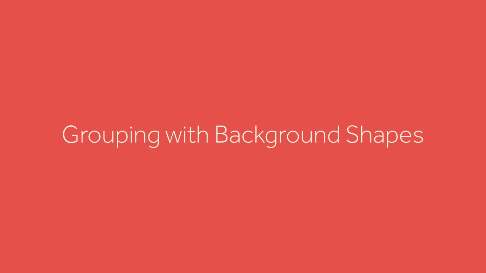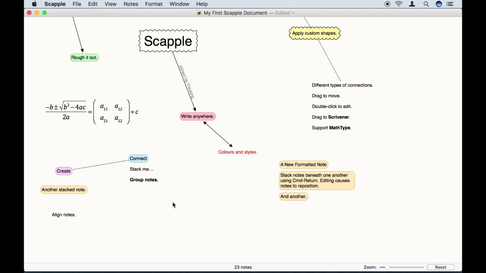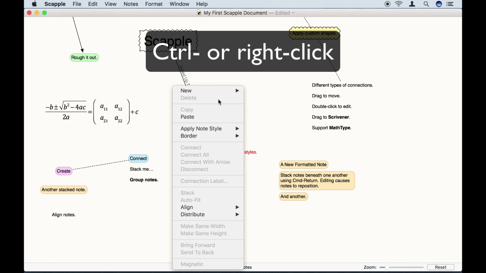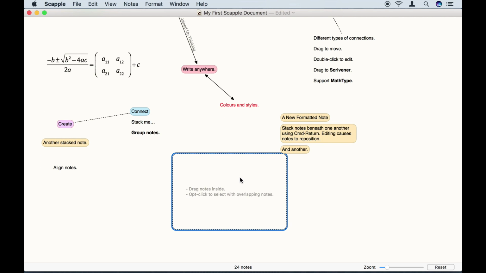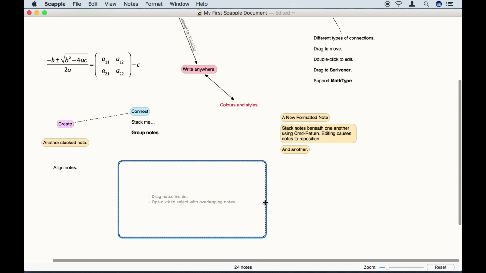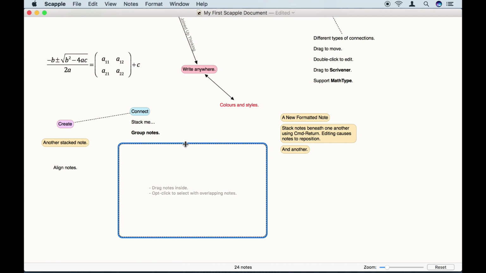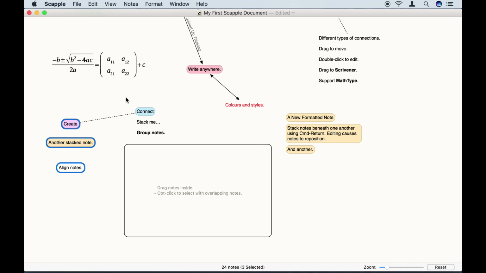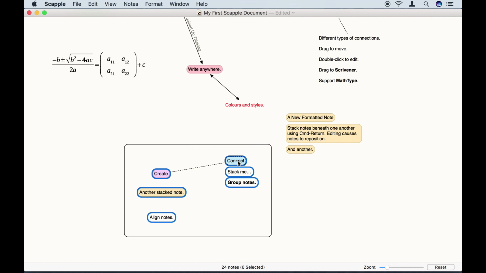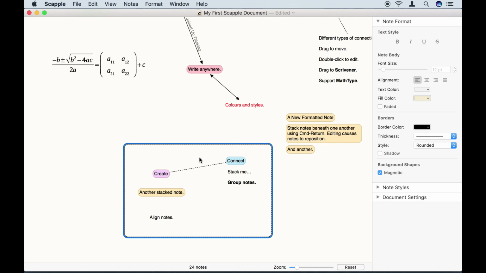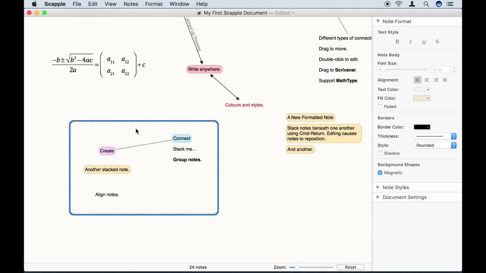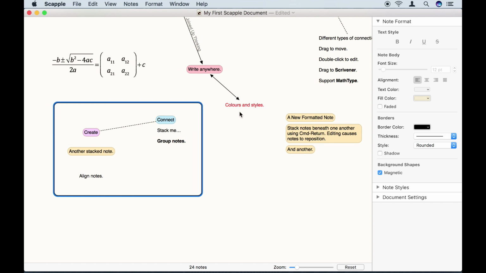You'll often want to group related ideas. For this, you use background shapes. To create a new background shape, I control-click where I want it placed and choose New Background Shape. I can now drag it around and resize it, and I can drag notes into the shape. If I turn on the magnetic option in the inspector, then dragging the shape will also move any notes inside or overlapping it. Background shapes can be styled in the same way as other notes.